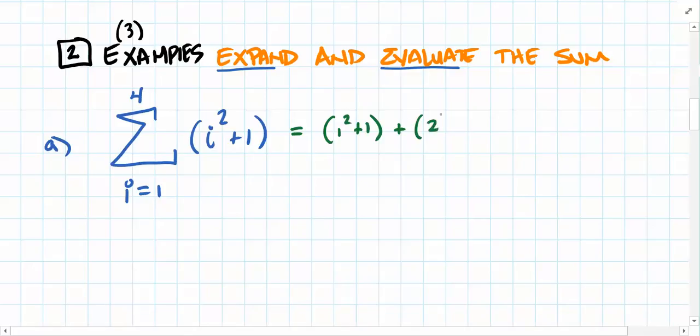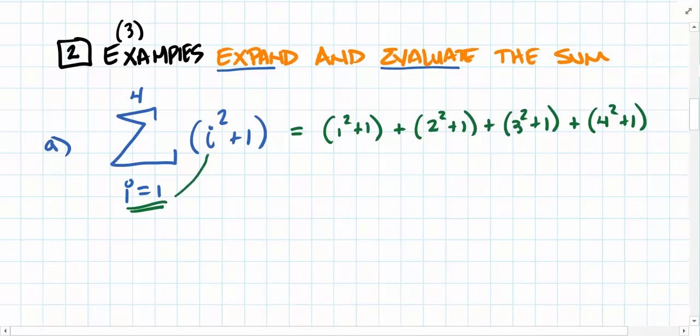Then I would do 2 squared plus 1, and add that to 3 squared plus 1, and then add that to 4 squared plus 1, and then I would be done. I'm taking each index and plugging it into my sequence 4 times, starting with an index of 1 and counting up to 4. This is what it means for summation notation. Once I have all this, all I have to do is clean it up.